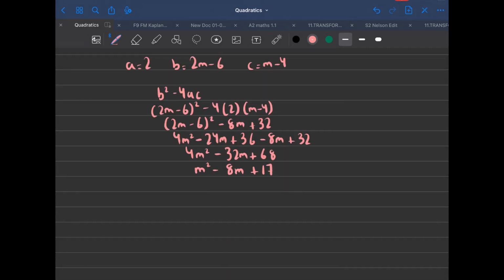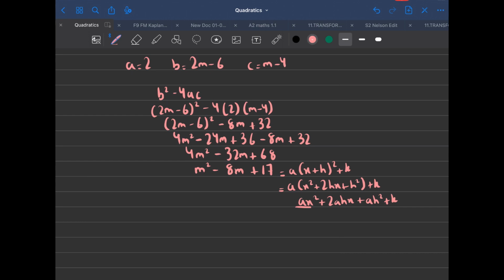So m squared minus 8m plus 17. Now, whenever you need to show, always convert this to the completing the square form. How do you do that? Expand this: a x squared plus 2hx plus h squared plus k. So it's going to be ax squared plus 2ahx plus ah squared plus k.